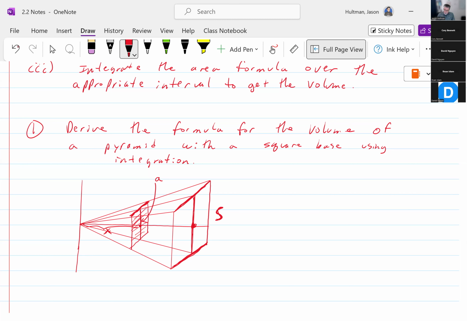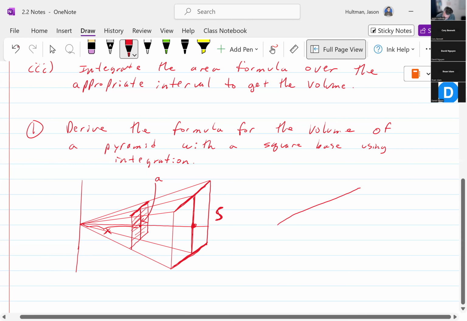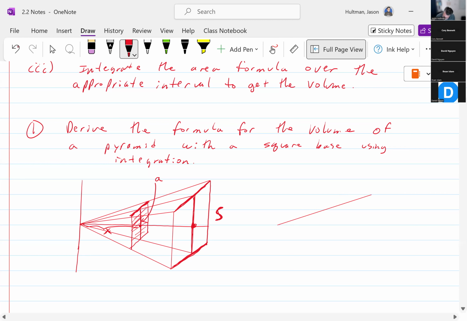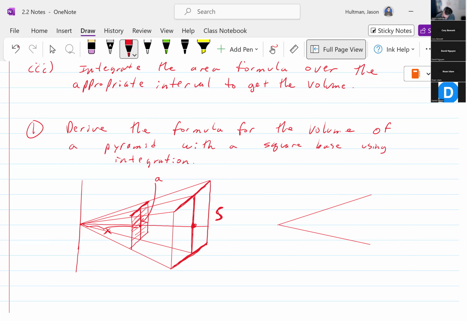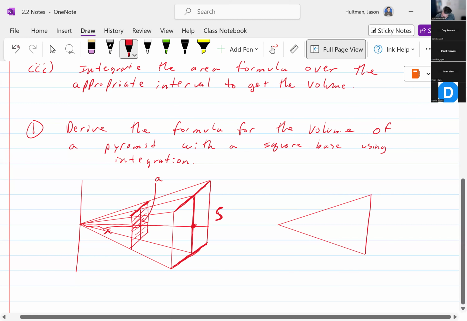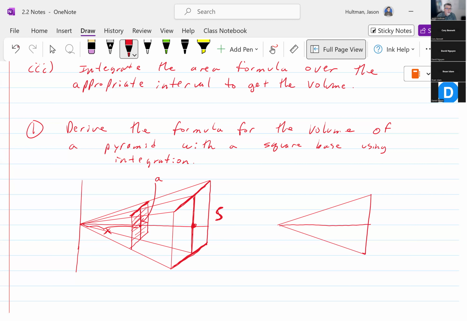Okay, I'm going to draw the triangle in the middle. I'm just going to talk about the triangle that's in the middle here. So what's the triangle that's in the middle? Well, it's just this triangle. It's in the middle. We're going to use similar triangles and a couple other things to help us figure out the relationship between S and A.